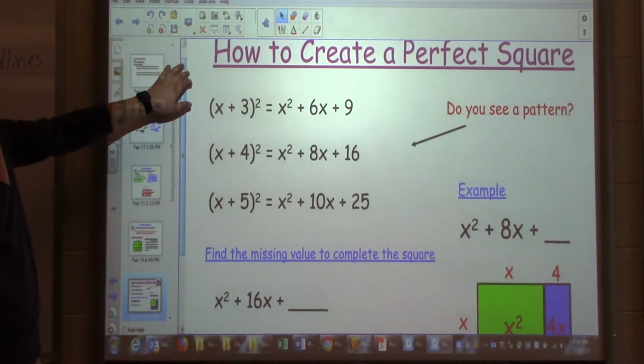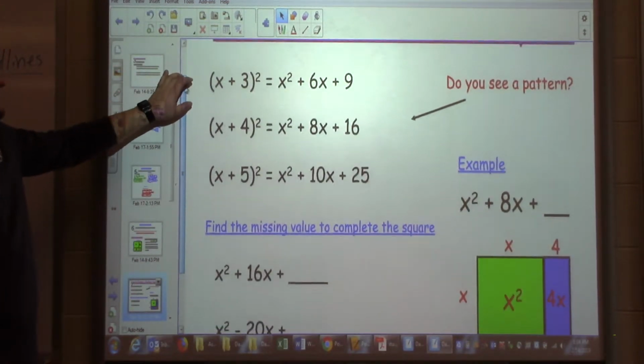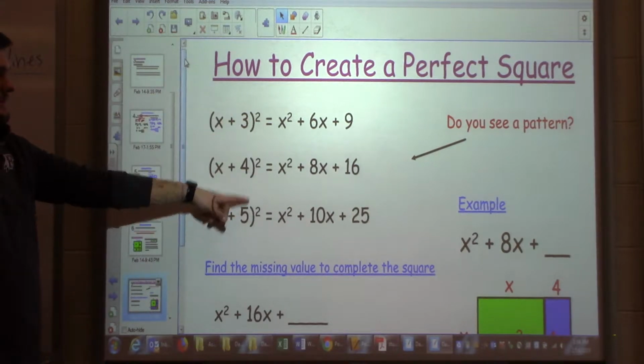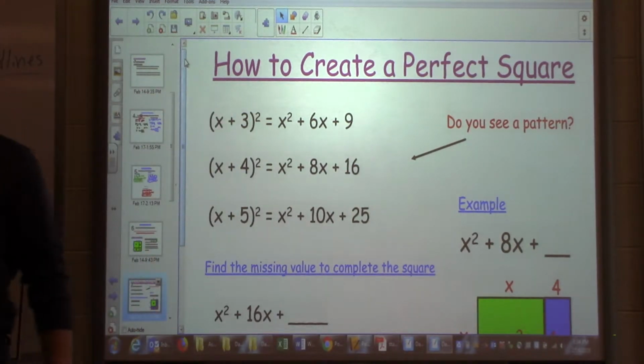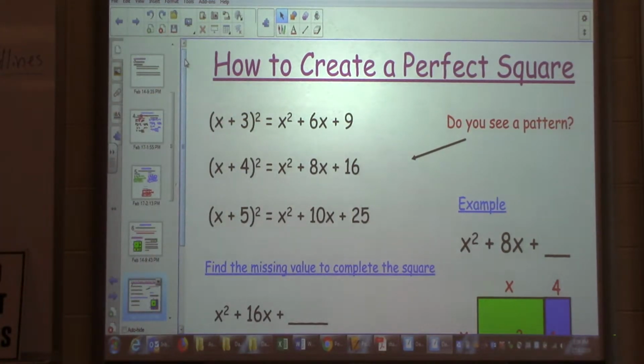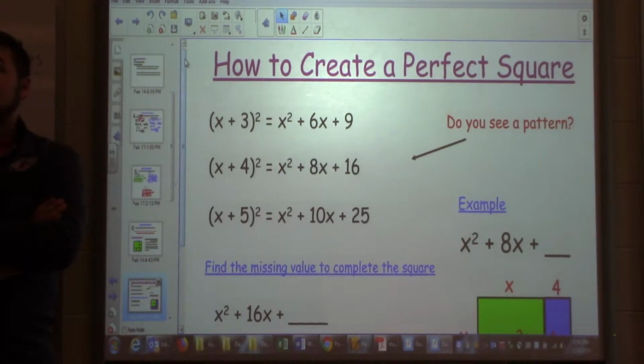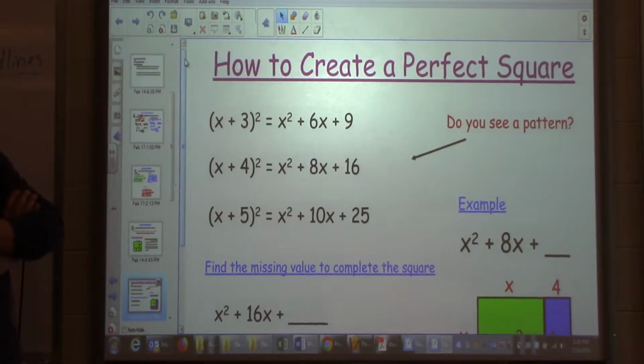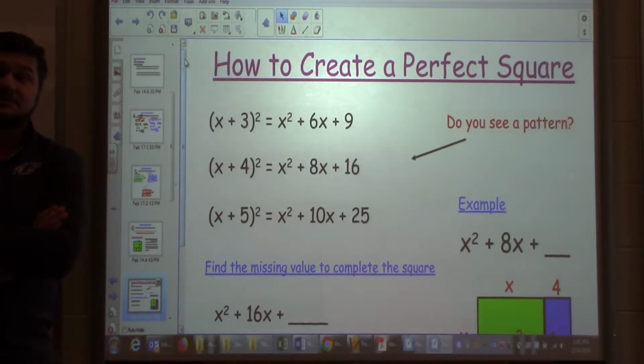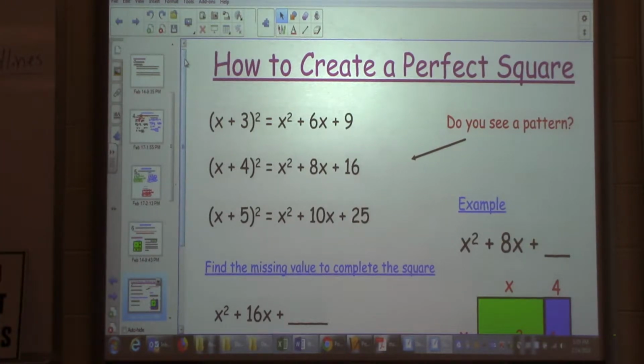Now, how to create a perfect square. Do you guys see a pattern here? At all? What do you notice? The number at the end, the 9, 16, and 25 is a perfect square. They're perfect squares. Wow, yeah. Okay, what do you notice? Do you notice any pattern with how they get to be those perfect squares, Q? They're multiples of each other. They're not. 25 is not a multiple of 10.